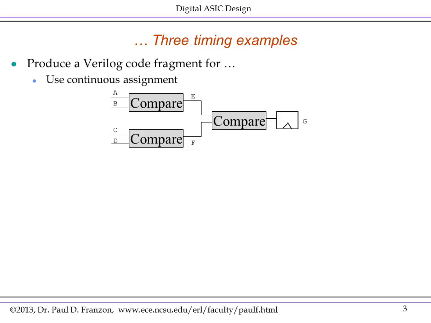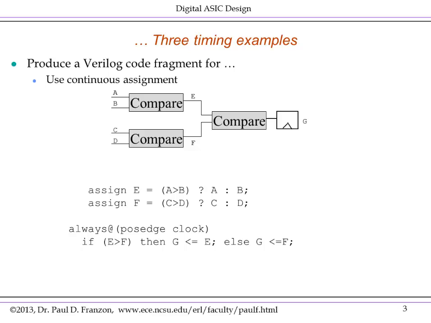This was one better structure: do the comparisons to produce E and F in parallel, exploiting the natural parallelism of combinational logic, and then do a second comparison to produce the output result G. For the same amount of hardware, this operates about 30% faster. You don't have to use continuous assignment, but here I'm going to illustrate this example with continuous assignment.